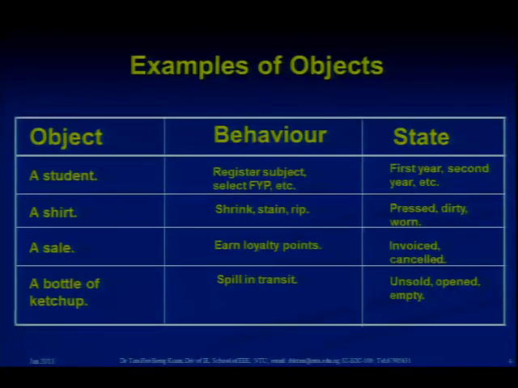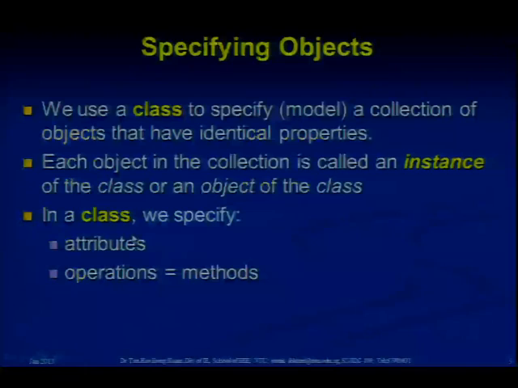Here we have some examples of objects. A student can be modeled as an object, and a shirt can also be modeled as an object, depending on our problem. When we model a student as an object, these are the behavior: the student can register subject, which I have already read just now. And these are the possible states. The rest I will leave to you to go through.